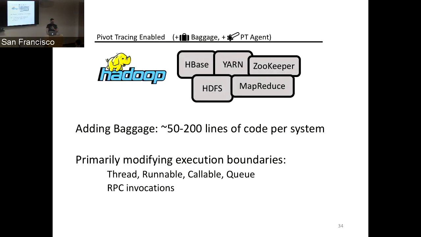So I think this is total BS, and I'll tell you why. First of all, I think it's just not true. This 50 to 200 lines of code per system, no way, man.